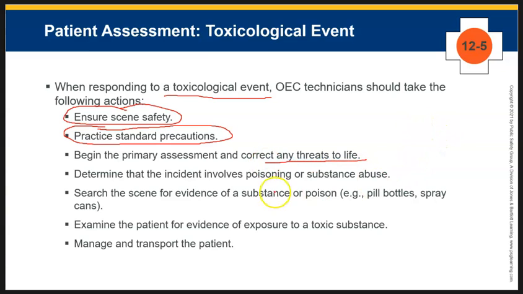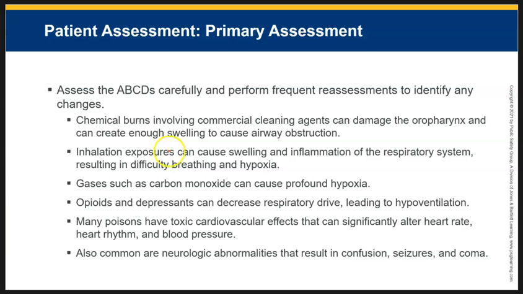Now, if the incident involves poisoning or substance abuse, it may be that we have to establish a chain of custody, looking for evidence of a substance, or in the case of a poison, this will help us from a resource standpoint if we need to later call poison control. We'll manage and transport the patient, especially should they need further advanced life support. So establishing that scene safety then allows us to move to primary assessment and assess the ABCDs very, very carefully.